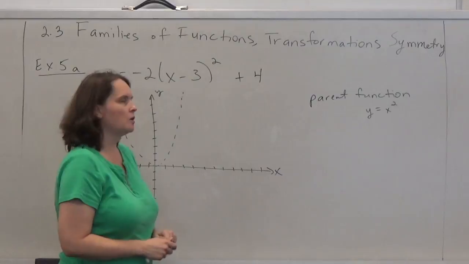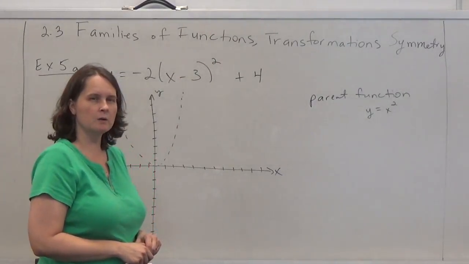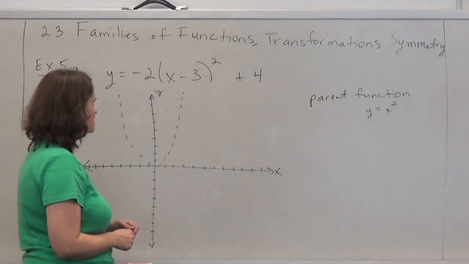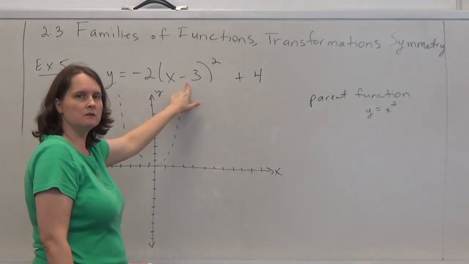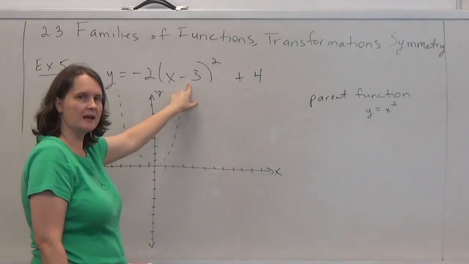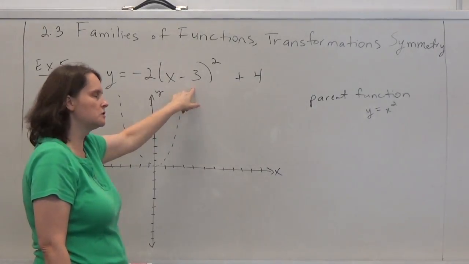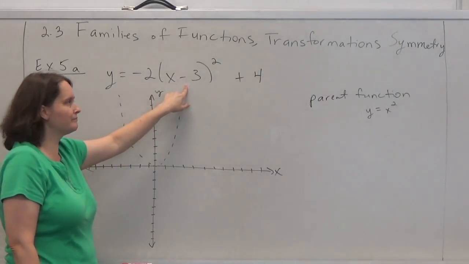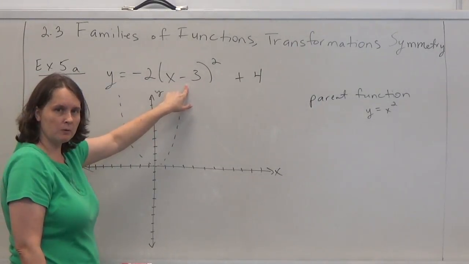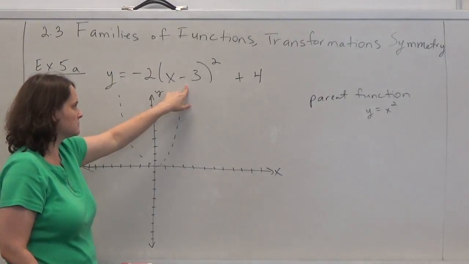We know that we need to do the horizontal translation first. Where do we find the horizontal translation? That comes from the inside here. This minus 3, you see that you're subtracting 3 from your x on the inside of the square function. So that tells us that we need to shift the graph, and do you remember what to do here before I tell you?